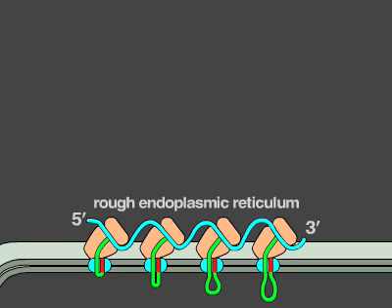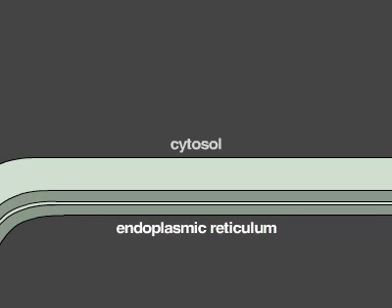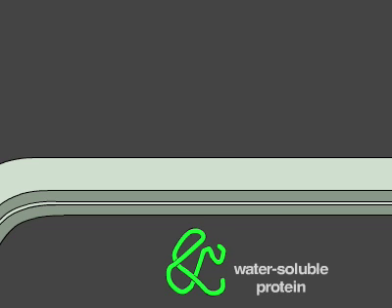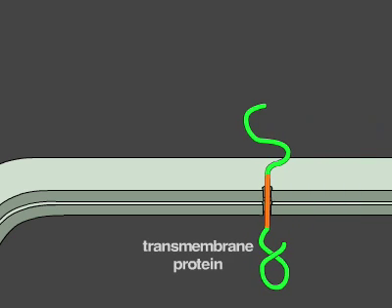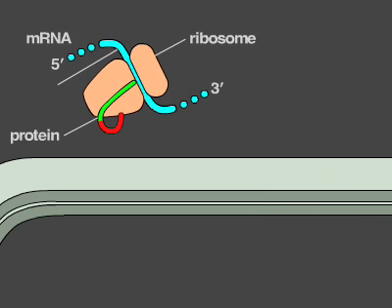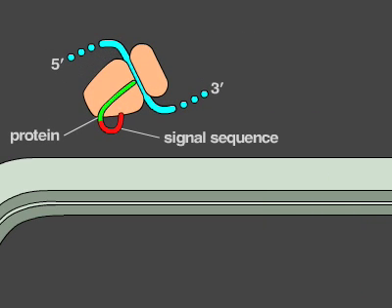Two kinds of proteins are moved from the cytosol to the ER. Water-soluble proteins completely cross the ER membrane and are released into the lumen, while transmembrane proteins only partially cross the ER and become embedded in the membrane. All these proteins are directed to the ER by a signal sequence of small hydrophobic amino acids.